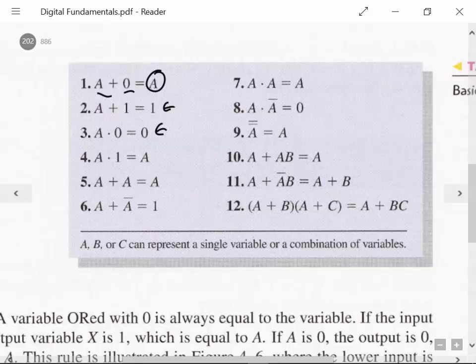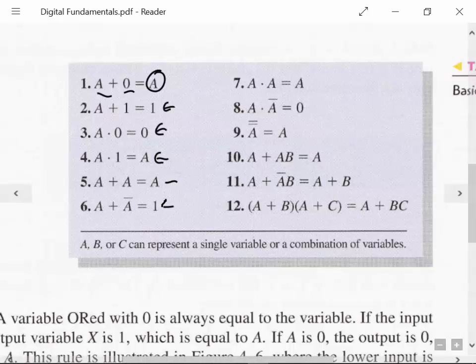Now the reverse is true with the AND. If we have a 0 in there and we're ANDing it, the output is always going to be a 0. And that goes back to the definition of ANDing. All inputs have to be high for the output to be high. So if we AND anything with a 1, the output is that thing. Now if we OR something with itself, the output is going to be itself.